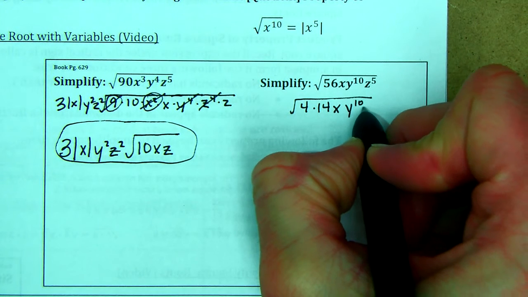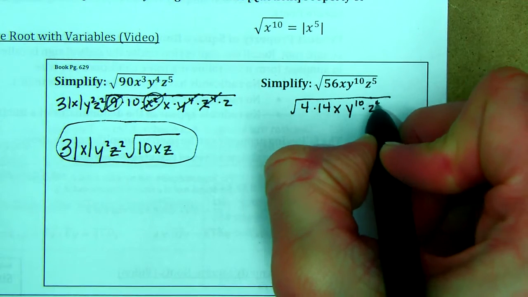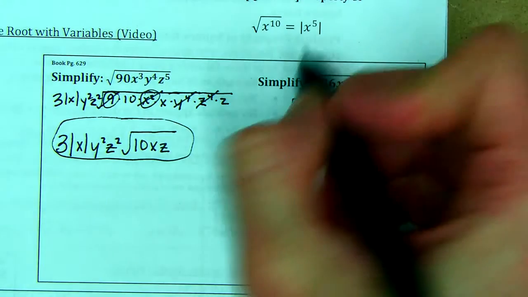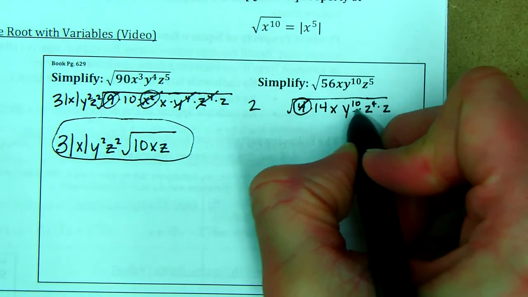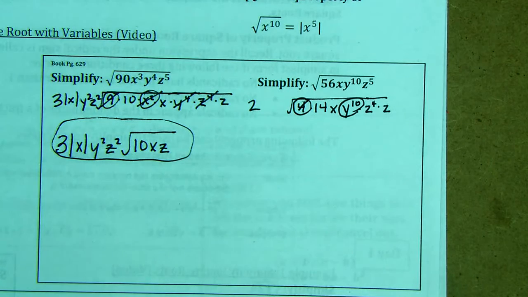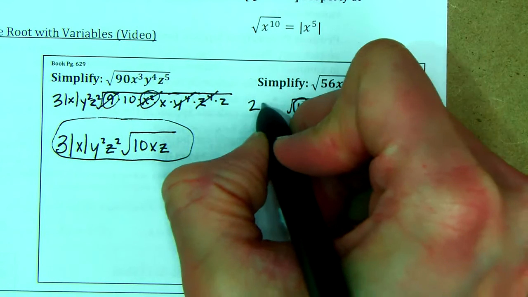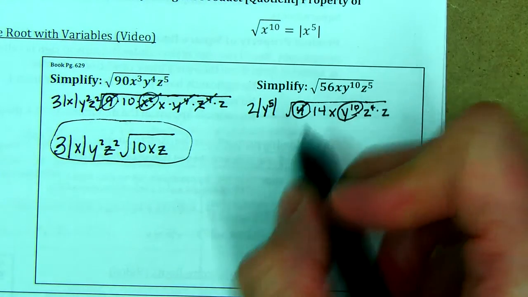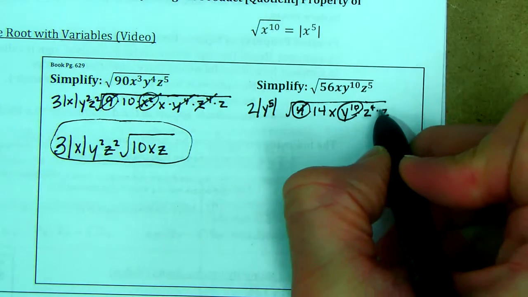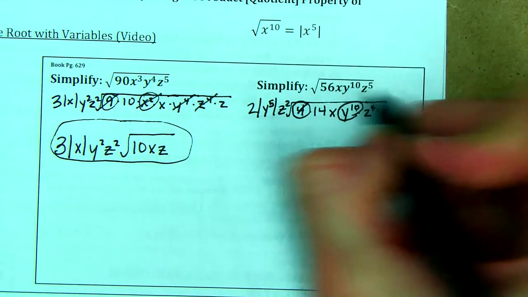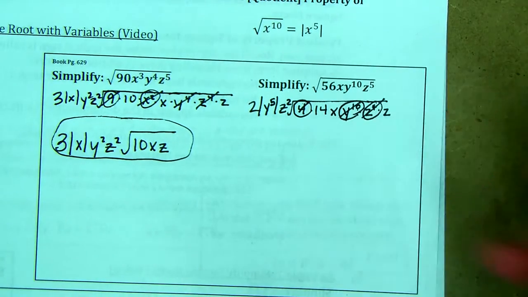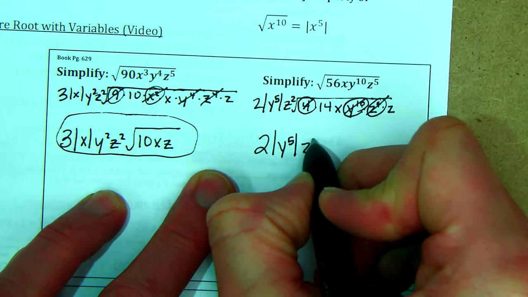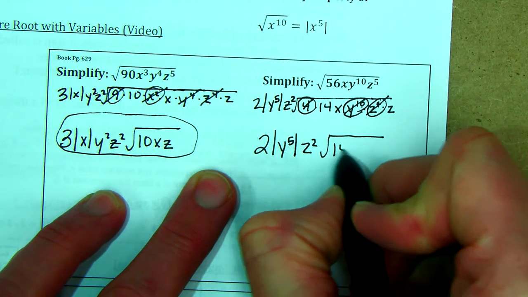Why do I do that? Because now I'm going to take out my perfect squares. Perfect square of 4 is 2. Square root of y to the 10th is y to the 5th. Went from an even exponent to an odd, so I need absolute value. And then z to the 4th is going to be z squared, and I'm taking that one out, and I took that one out. So now I have 2 times the absolute value of y to the 5th, z squared, and in my square root, I still have 14xz. And you simplify that out.